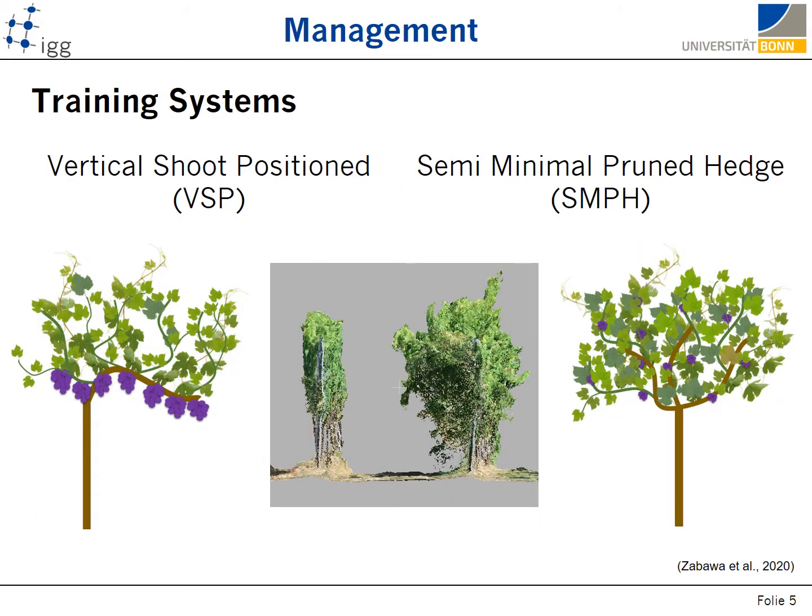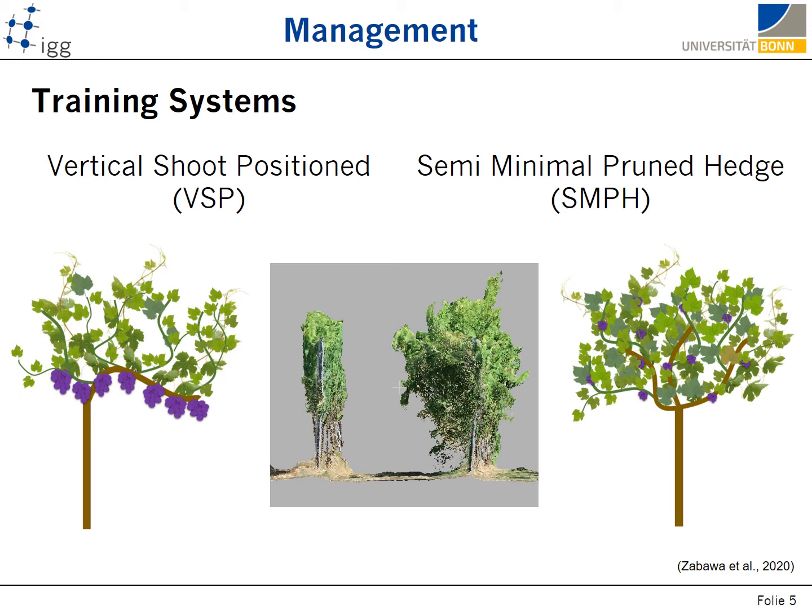Furthermore, we want to tackle different training systems, the vertical shoot position here at the left and the semi-minimal pruned hedge on the right. The vertical shoot position system features only one main branch. The other branches are removed yearly. During the season, the canopy is drastically reduced. The grape bunches are dense and the berry size is homogeneous. Most grape bunches are positioned at the lower part of the canopy.